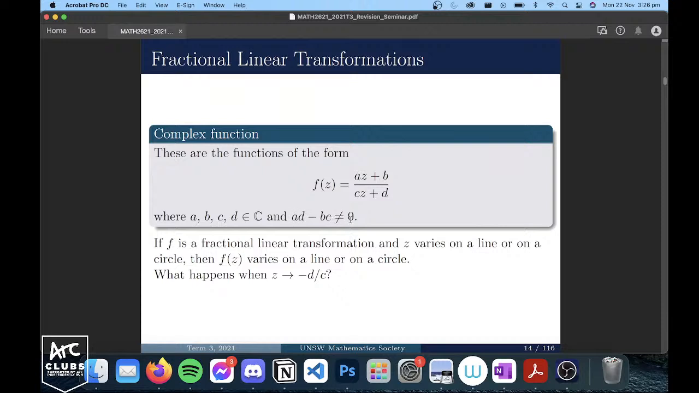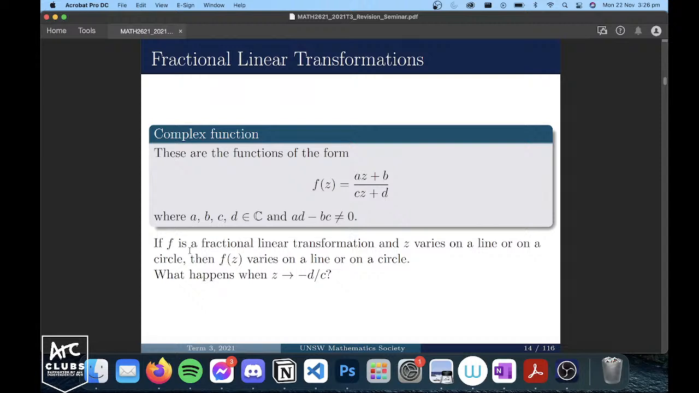Well, I guess we sort of had to think about why this is so, right? Why ad minus bc is not equal to 0. And the reason is that if you were to represent this as a matrix of a, b, and c, d, this would be the discriminant, right? And if the discriminant were to be 0, then you'd have that az plus b would be a scalar multiple of cz plus d, which would just turn the whole thing into a constant, which is basically trivial, right? It's not something that we necessarily care about.